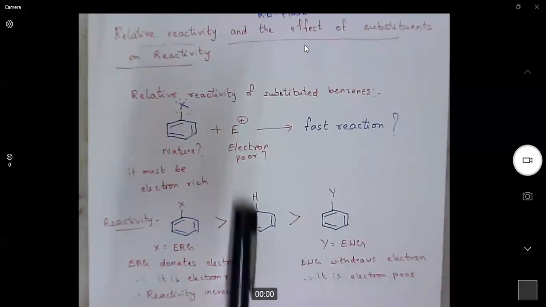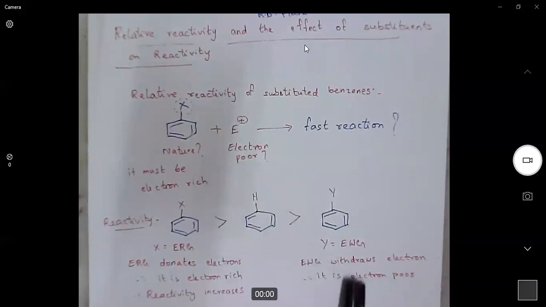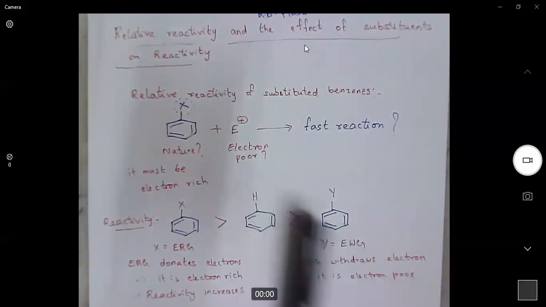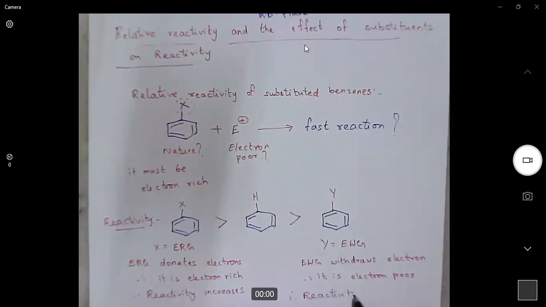Now, what is electrophile? Electrophile is again an electron poor system. And if we have an electron withdrawing group on benzene ring, it also becomes electron poor. A reaction between two electron poor systems will be very, very slow. So reactivity decreases.